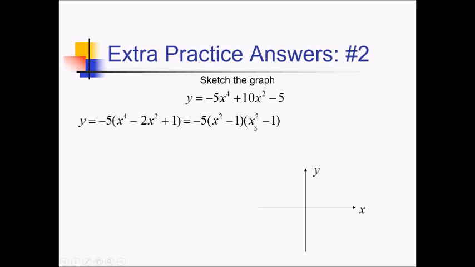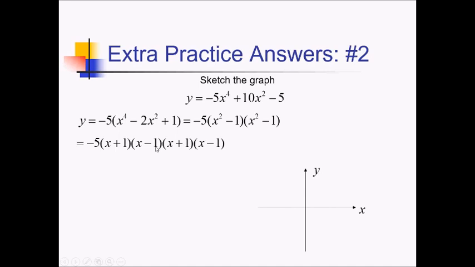Now I can split these x squared minus 1s up a little bit more. If I square root both of these, I can write, well, we have that negative 5, and then I can write x plus 1, x minus 1, basically a plus b, a minus b for an a squared minus b squared situation. And then I can actually do that again for this other x squared minus 1. We're going to get the same thing. So we've got x plus 1, x minus 1.